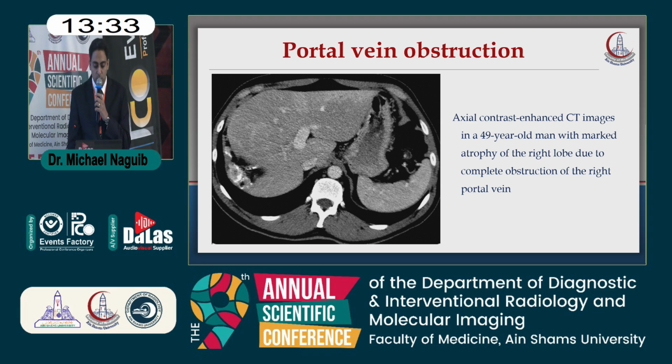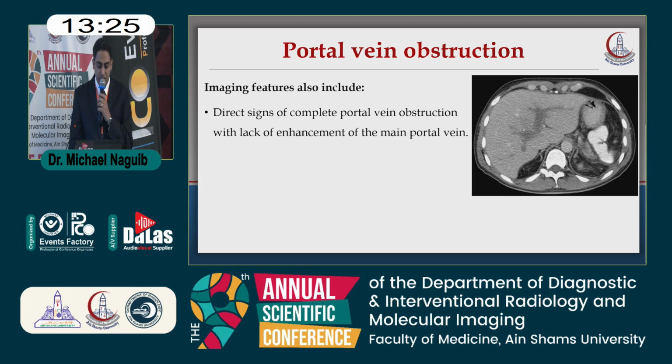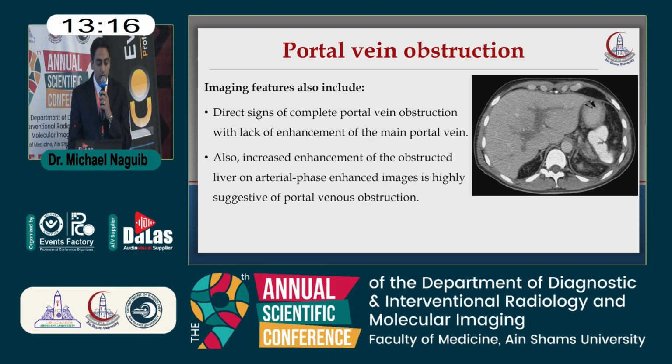Like in this case, we see here that there is complete obstruction of the right portal vein with atrophy of the right lobe due to portal vein obstruction. Imaging features also include direct visualization of portal vein obstruction with lack of enhancement. Also, increased enhancement of the obstructed liver in the arterial phase enhanced images is highly suggestive of portal vein obstruction.